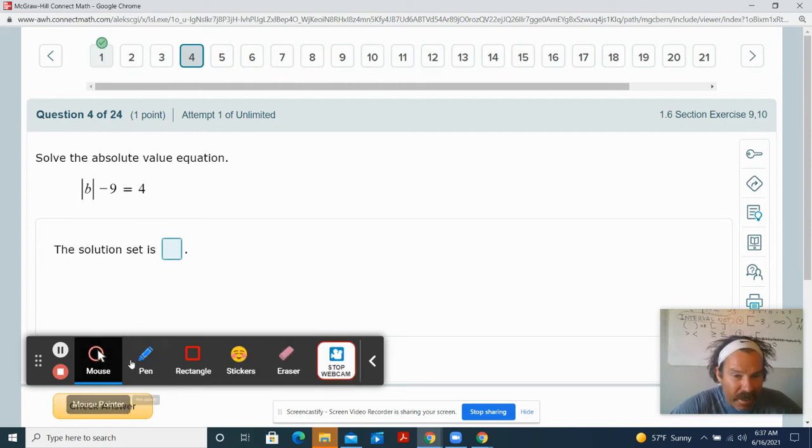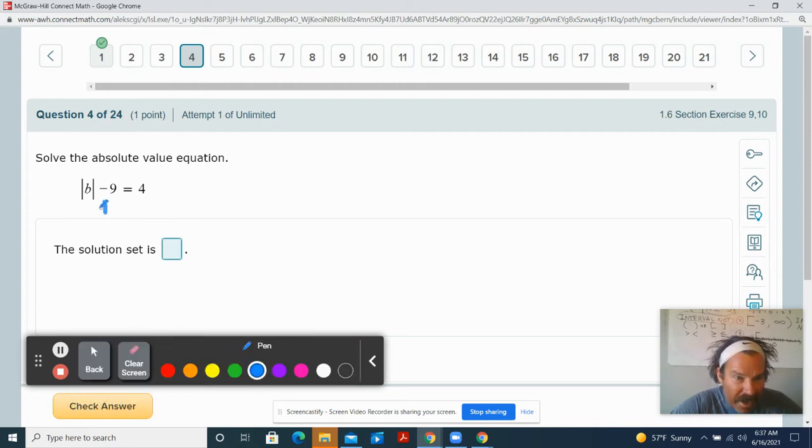So when we do that, all we have to simply do is add 9 to both sides. We add 9 to that side and add 9 to this side. Then we have the absolute value of b equals 4 plus 9. 4 plus 9 is 13. So from there, we know that b's got to equal 13, but b can also equal negative 13. Remember, there's always two answers. There's always two answers to absolute values.